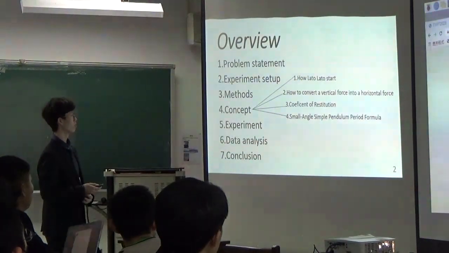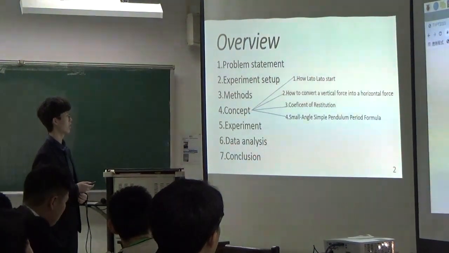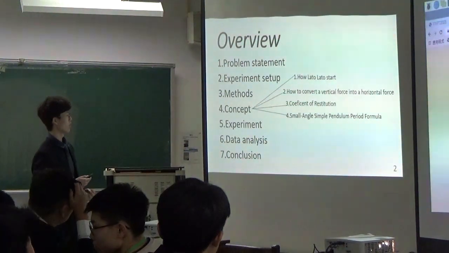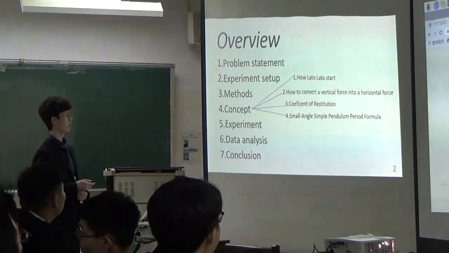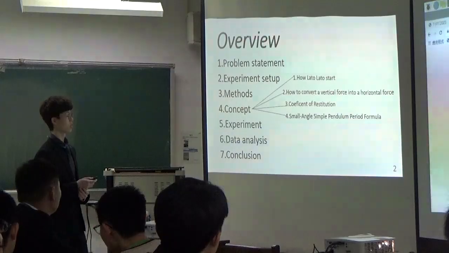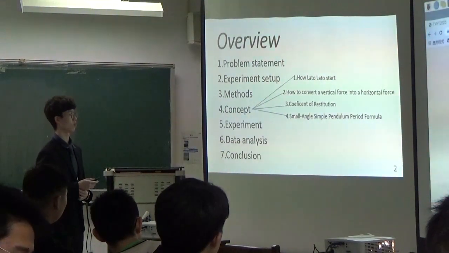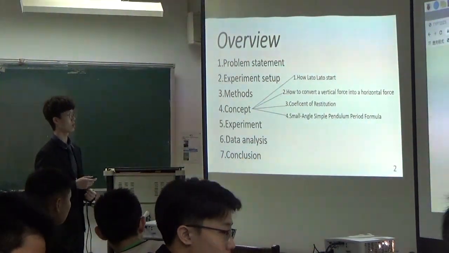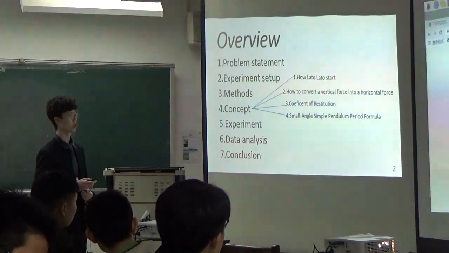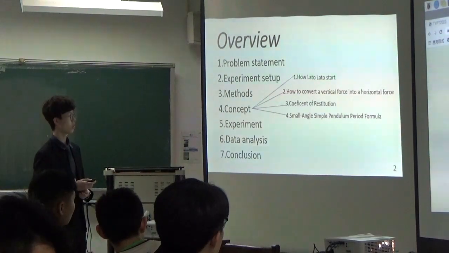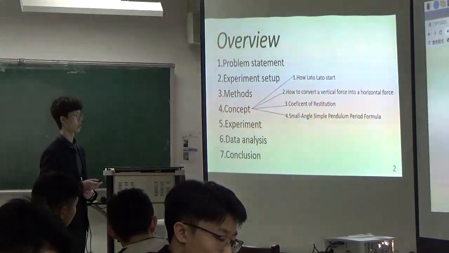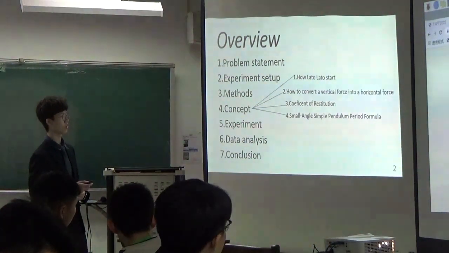Now the overview. First, we'll explain the problem statement and the experiment setup, and also the method and the concept. For the concept, we use 4 parts to explain it. The first one is how lato-lato starts, and the second one is how to convert the vertical force into a horizontal force. The third one is the coefficient of restitution. And the last one is the small angle simple pendulum formula.